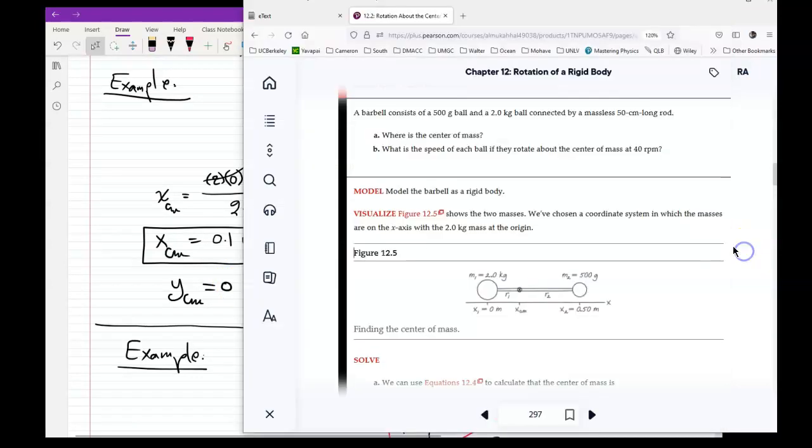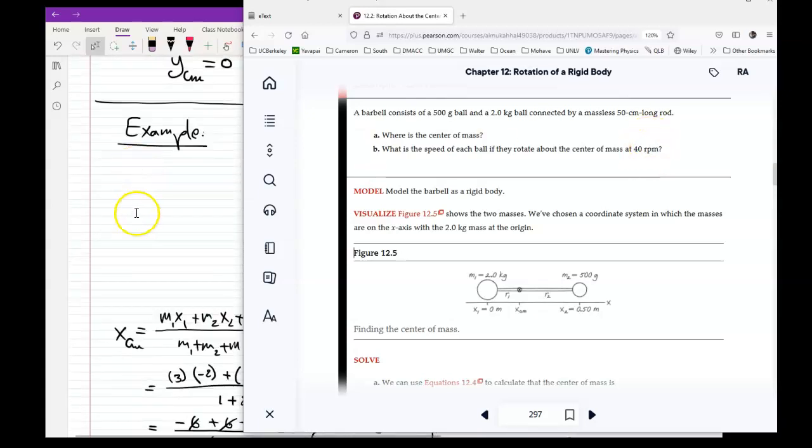And then the second part is interesting. It says, what is the speed of each ball if they rotate about the center of mass at 40 revolutions per minute? Remember we talked about this one. So what is this 40 revolutions per minute? If you remember, I told you we can consider it to be frequency in the wrong unit. Remember, the frequency is always revolutions per second or hertz, right? So you want to convert that to that.